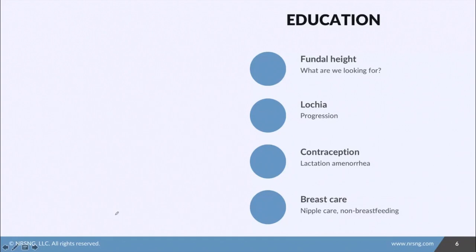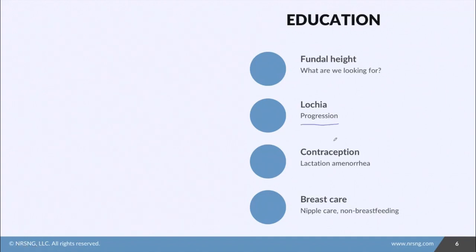All right, our education. So this is going to involve several different things just depending on what's going on. So fundal height, we want to explain what we're looking for. So we're ensuring that the uterus is nice and tight and firm and it's involuting properly. The uterus is moving lower into the pelvis, so that's also going to help us to assess the lochia.